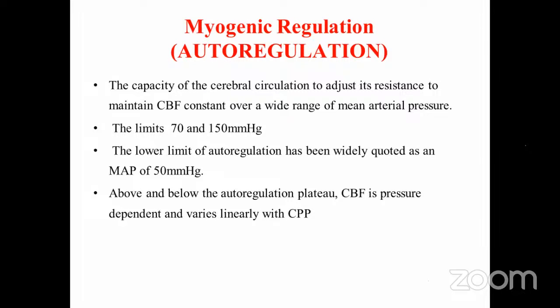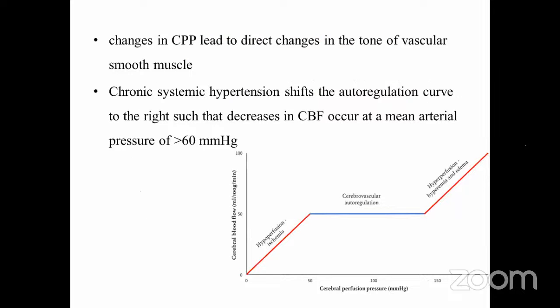Cerebral perfusion pressure is defined as the difference between mean arterial pressure and the intracranial pressure. That is, MAP of 60 to 150 mmHg minus 10 mmHg, which is the normal intracranial pressure. Changes in cerebral perfusion pressure lead to direct changes in the tone of vascular smooth muscle. Chronic systemic hypertension shifts the autoregulation curve to the right, such that a decrease in cerebral blood flow occurs at MAP of greater than 60 mmHg in chronic systemic hypertensive patients.